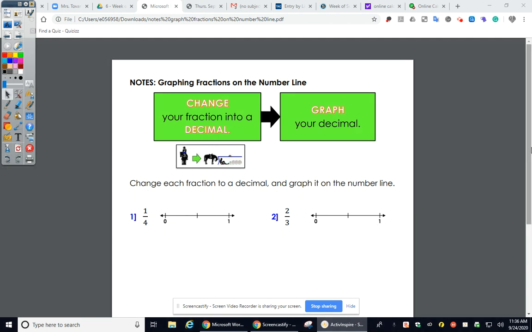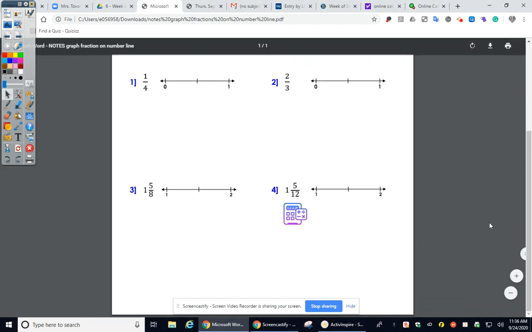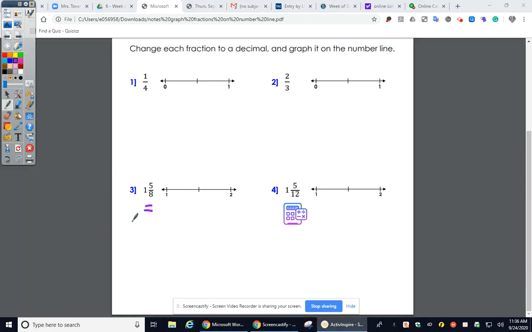All right, now let's go ahead and try this again. Now here, I'm going to check my whole numbers first. I have 1 and 5/8. So I know this is going to be $1 and something cents. So I'm going to go ahead and label what I do know. If this is 1 and this is 2, we know that this right in between would be 1.5. If I were to put it as money, it would be $1.50 or 1.5. Okay, so now I need to figure out where 5/8 would go.